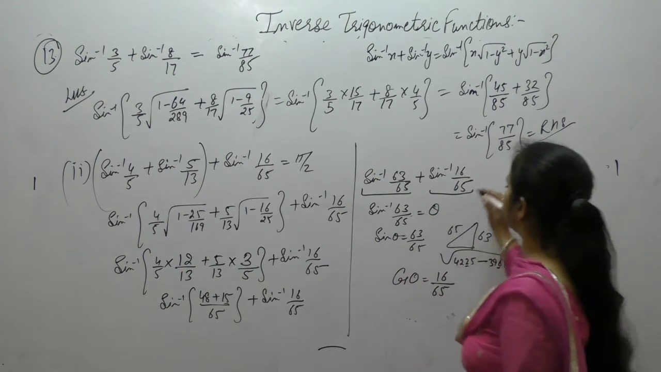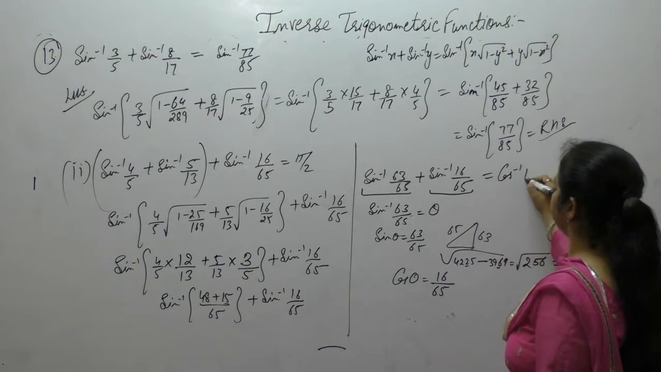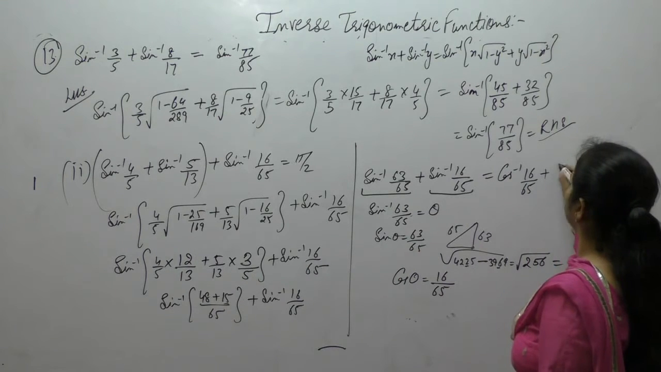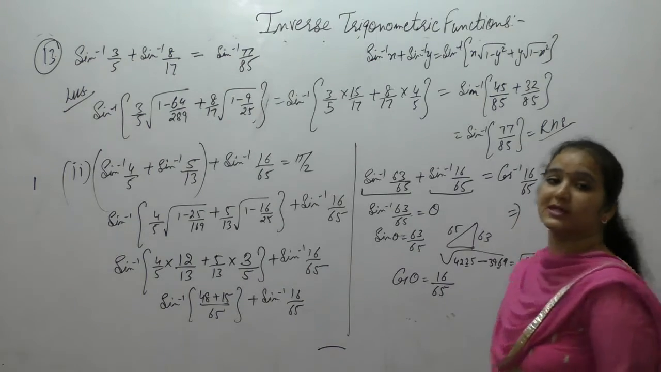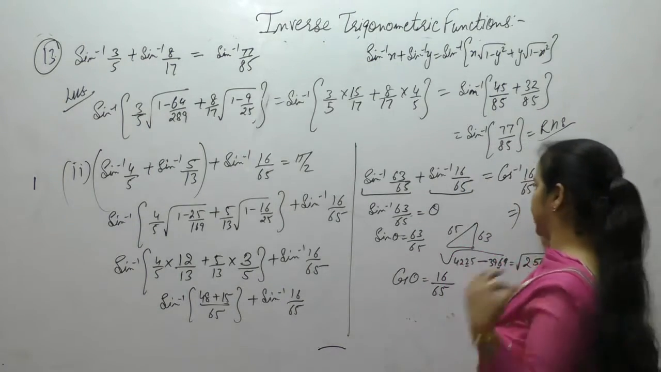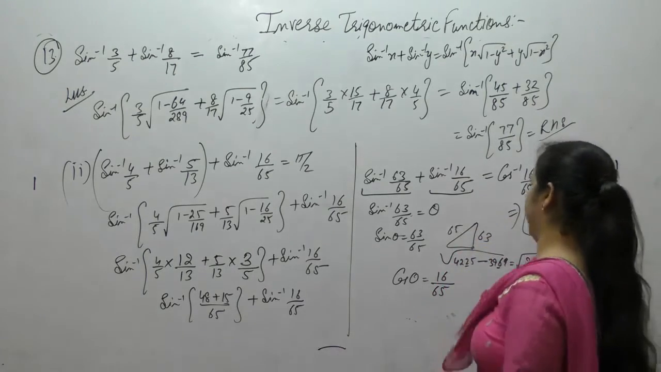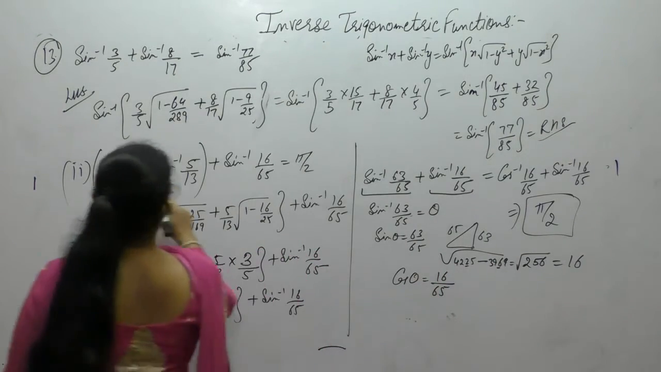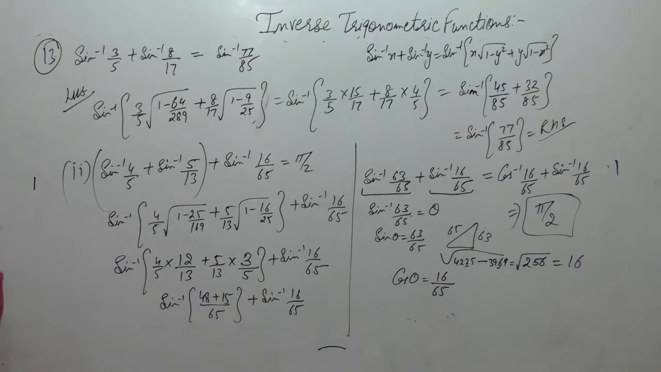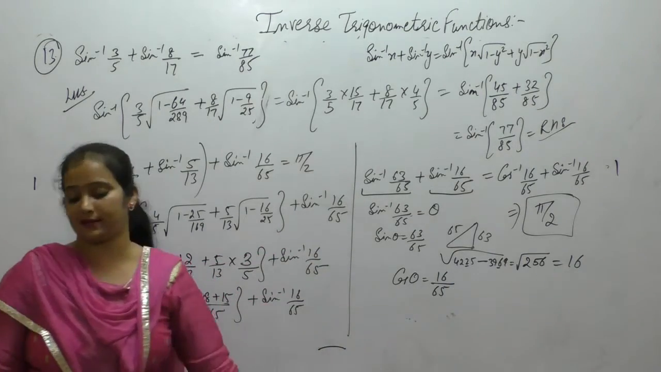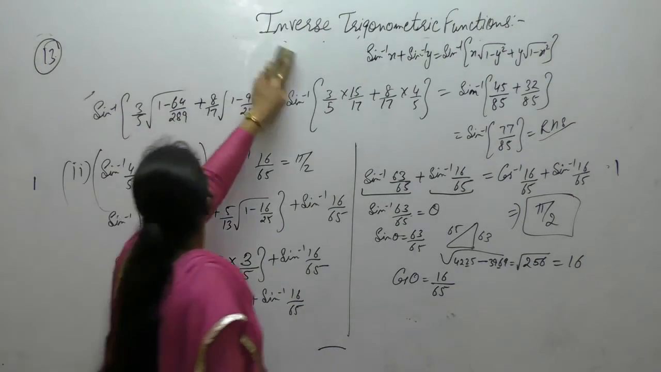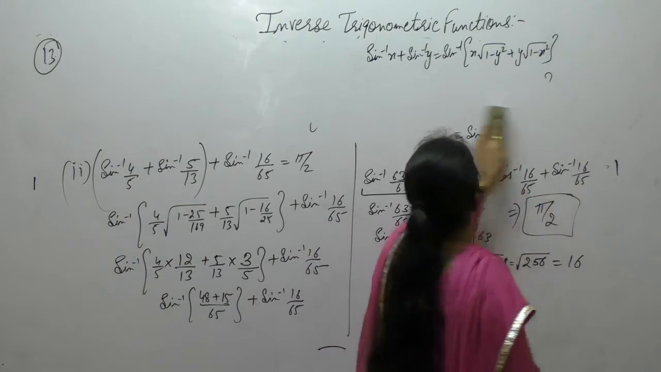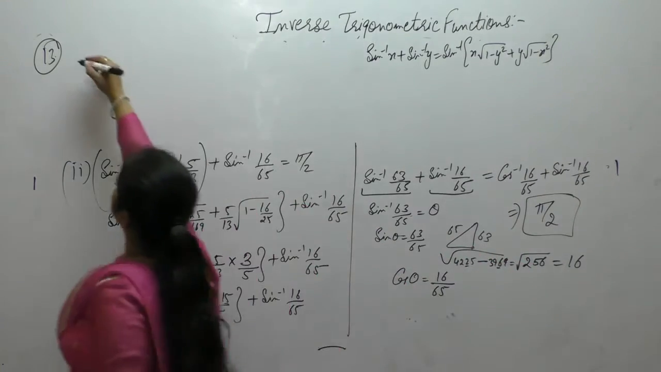So instead of this theta, we can write it as cos inverse 16 upon 65 plus sin inverse 16 upon 65. And we know sin inverse x plus cos inverse x is equal to pi by 2. You can solve like this also. Since the calculation will be lengthy, so we will solve like this. Now next part.